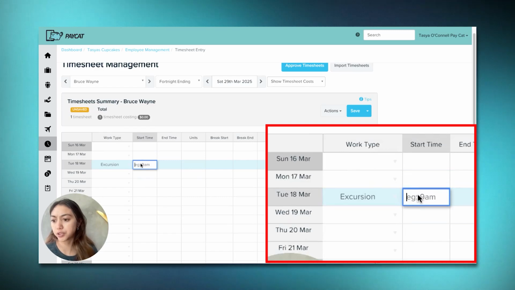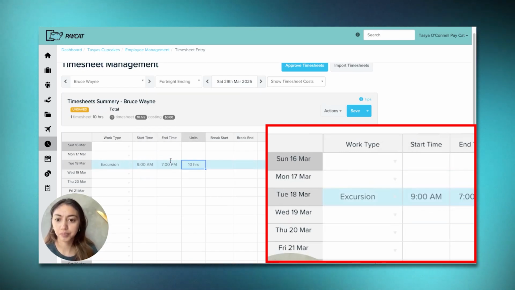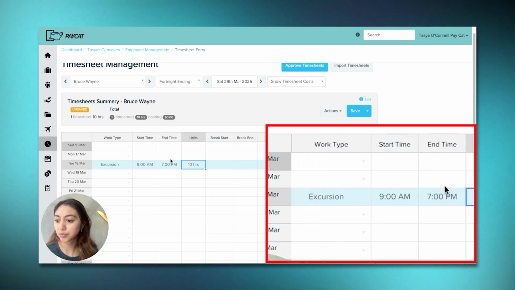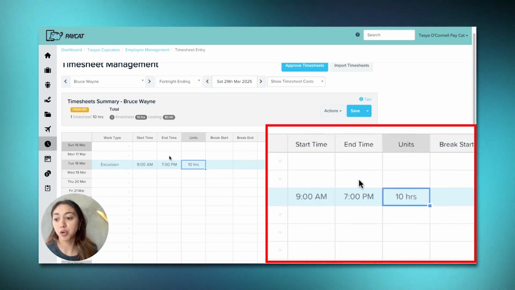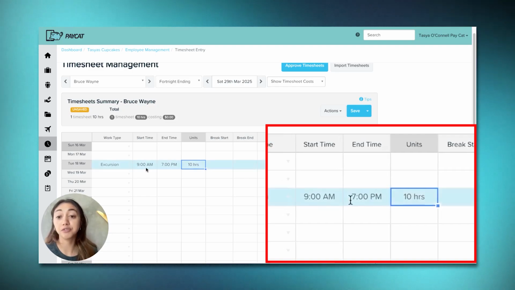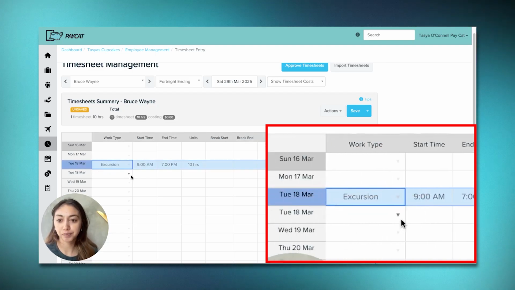And then we're going to say that Bruce has worked 9 a.m. to 7 p.m. Then on Tuesday, we're going to say that there is a sleepover portion of the shift from 7 p.m. to 5:30 a.m.